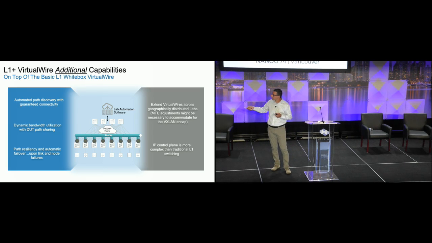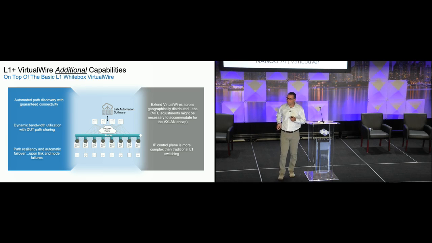Then, path resiliency and automatic failover. If a spine fails, if a link fails, you rely on an IP fabric to reconverge, right? You have sub-millisecond reconvergence. It's transparent to the DOT. The DOT will never experience a failure.